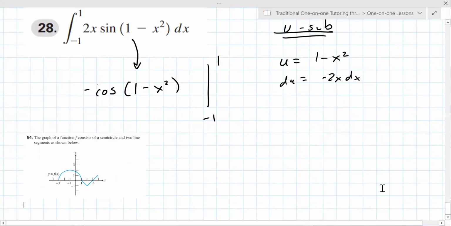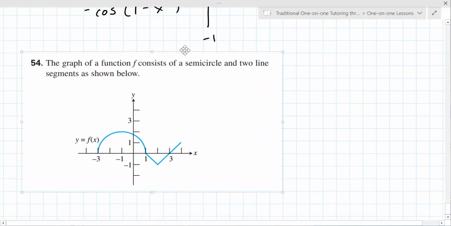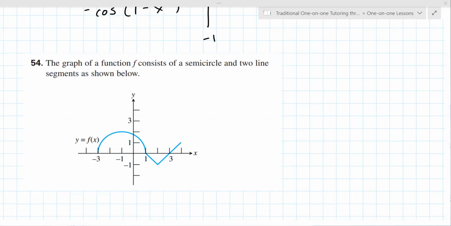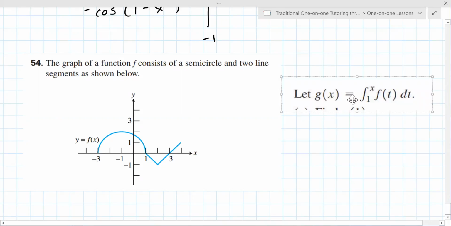So they give you a graph, and they tell you, okay, this is a semicircle and these are 2 line segments, great. And then they say this is given, and I'm gonna put that over here on the right. They tell you that g of x means you take the integral from 1 to x of f of t dt.